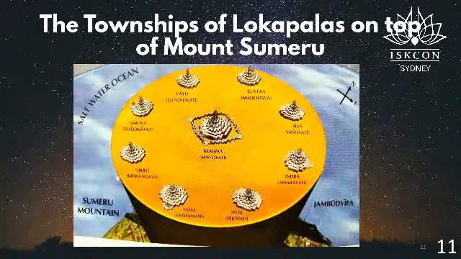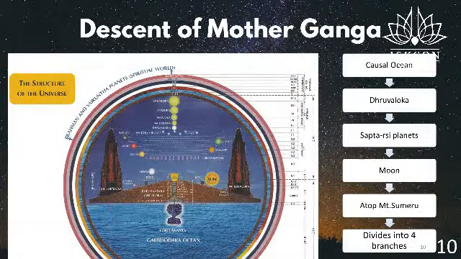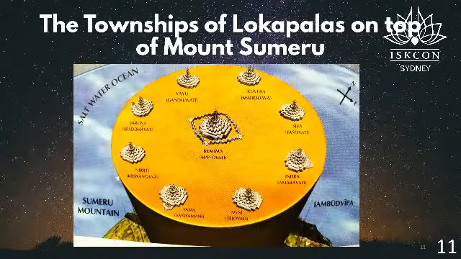Slide 10 discusses the descent of Mother Ganga. We were discussing how Mother Ganga descended from the causal ocean through the hole that was made by the big toe of Vamanadev's lotus feet. Through that hole she seeps in, comes to Dhruvaloka, then the Saptarishi planets, the moon planet, carried by billions of airplanes of different demigods, and then she falls on Mount Sumeru, and then she divides into 4 branches, inundating the 4 different bordering varshas of Jambudvipa. So this is where she falls.